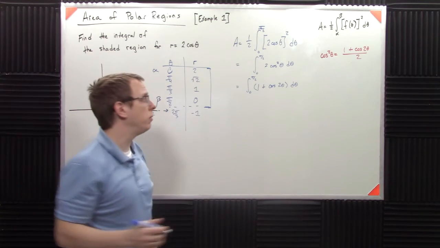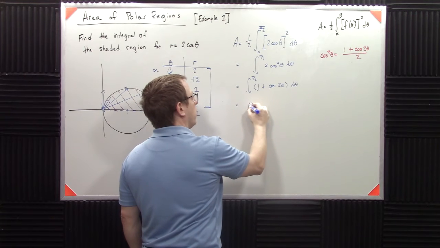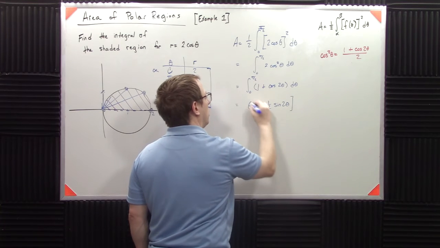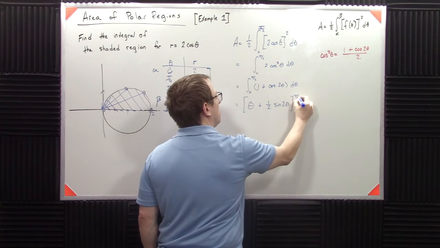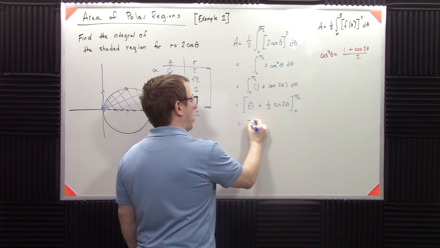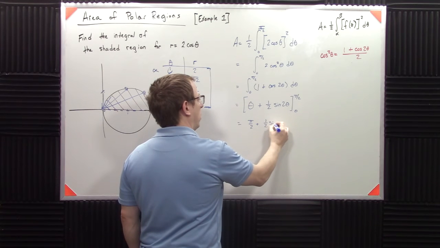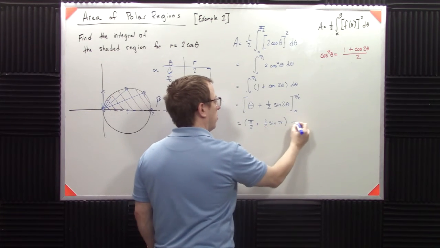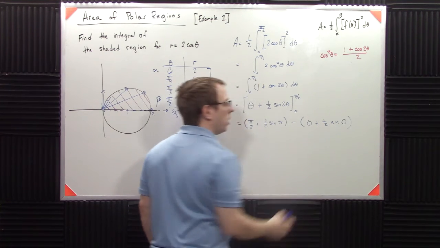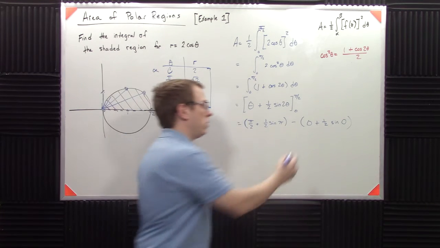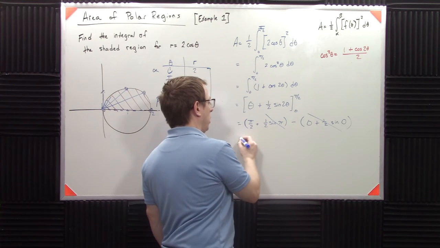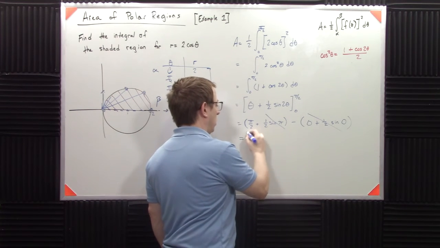When I take the antiderivative, it's theta plus 1/2 sine of 2 theta from 0 to pi over 2, at which point I substitute in. That's pi over 2 plus 1/2 sine of pi, minus 0 plus 1/2 sine of 0. Now we know sine of 0 is 0, so that goes away, and sine of pi is also 0, so that goes away, leaving us a final answer of pi over 2.